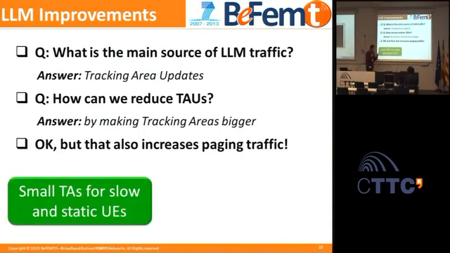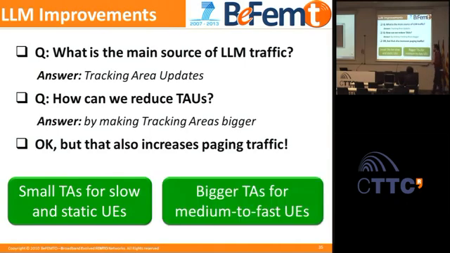So ideally, what I would like is something that, in terms of tracking area, is very small for static UEs or semi-static UEs, and is bigger for medium to fast UEs, medium speed to fast UEs. Right? So if you're static, you don't really need to report anything. And if someone wants to find you, and if you're in a very small tracking area, they know where to find you. If you're moving fast and your tracking area is small, you're going to generate tracking area updates constantly.